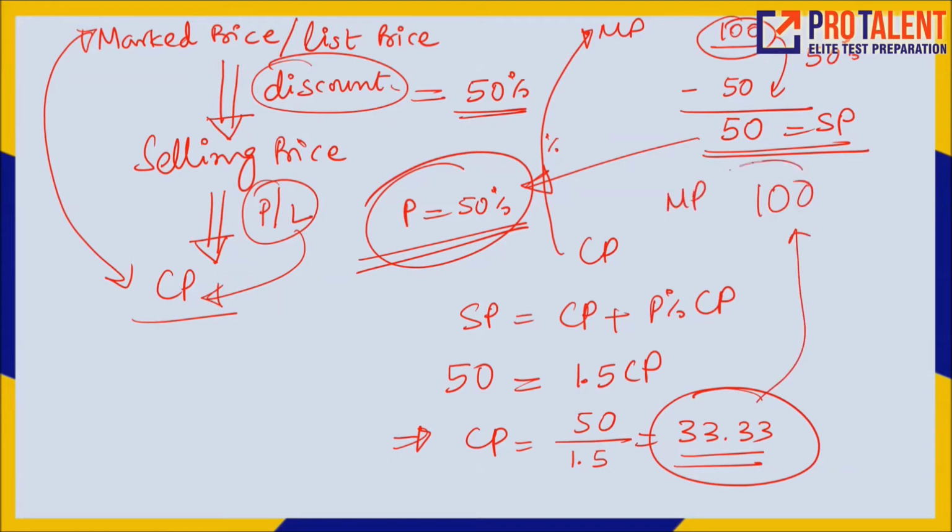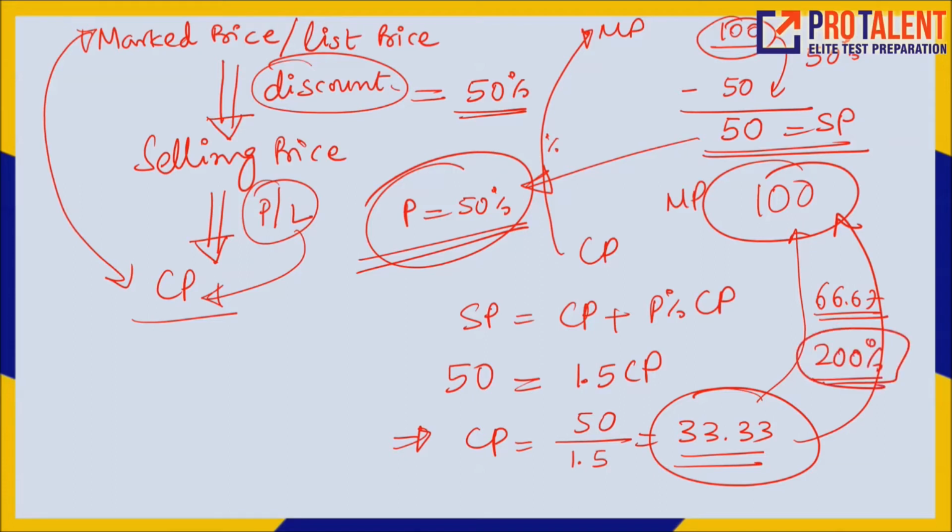Okay, now this is your cost price and your mark price was 100. ठीक है, आपने कितने परसेंटेज उसको मार्कअप किया था? Now the difference is 66.67. Okay, ठीक है, that means you marked it up by 200%. बिल्कुल 33.33% का दो गुना, and therefore that is 200%. ठीक है, this is very easy and I am sure you will be in a position to understand this.